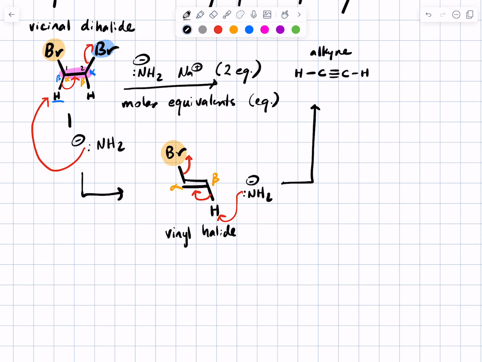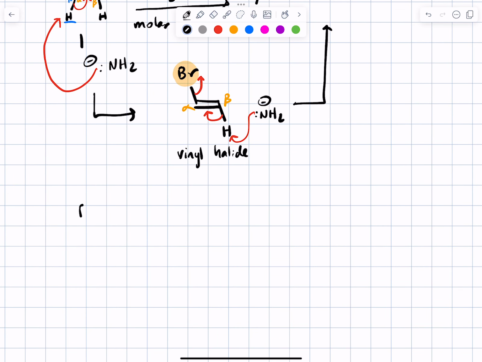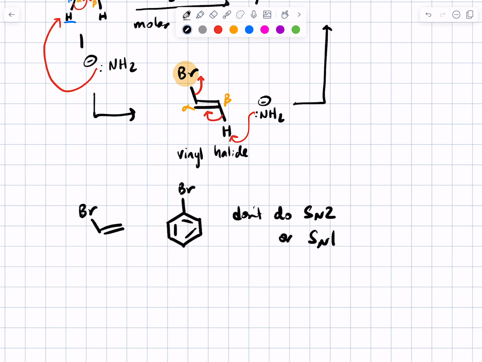For some reason you thought you couldn't do elimination reactions involving a double bond. Okay, I know where that's coming from. Your text points out that vinyl halides and what are called aryl halides, or halides attached to benzene rings, don't do SN2 or SN1 chemistry. Elimination chemistry is okay.